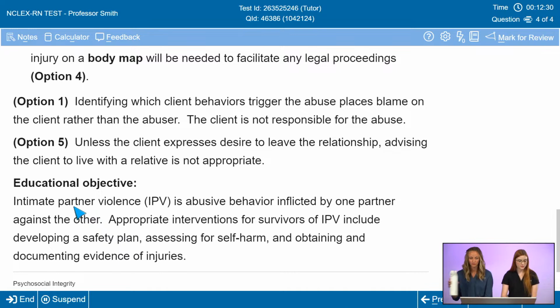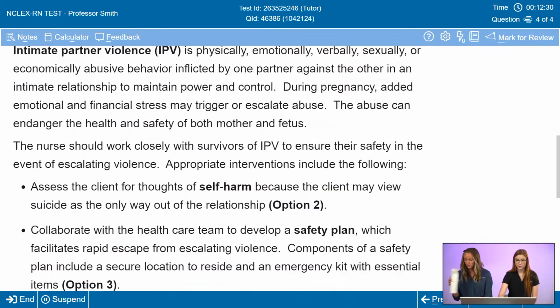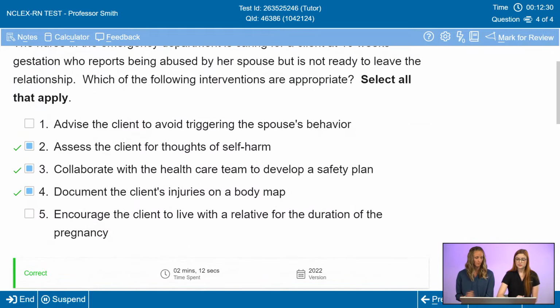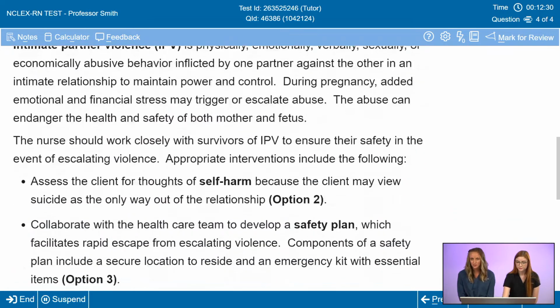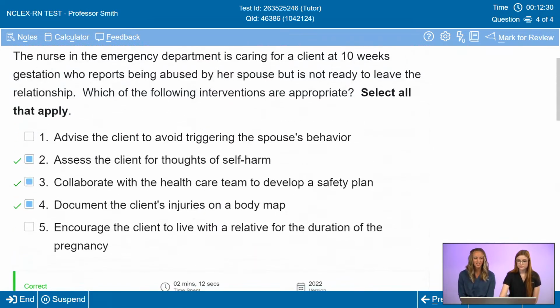So I had someone asking if we could show option 1, excuse me, again. So option 1 was advising the client to avoid triggering the spouse's behavior. And so again, that would not be therapeutic at all, and that would be placing blame onto the client for the behavior, and we do not want to do that. So I hope that answers your question. And that's something else with the psychosocial questions: thinking about whether the answer is therapeutic or non-therapeutic to the client is a good way to filter through these and to tell you if the answer is correct or not.